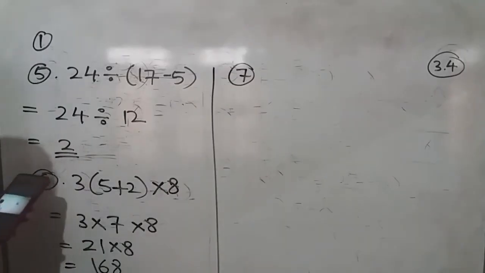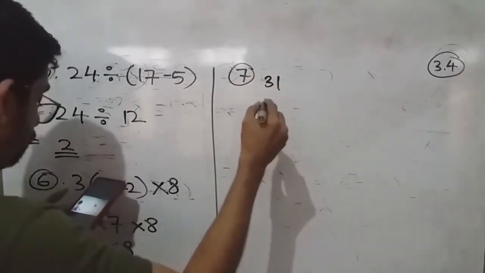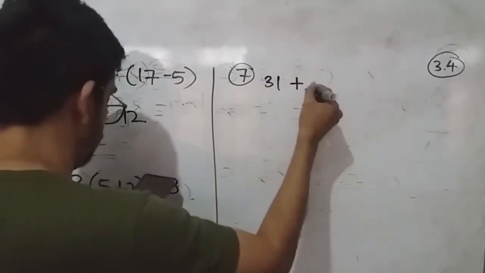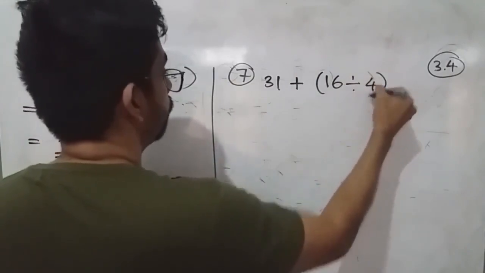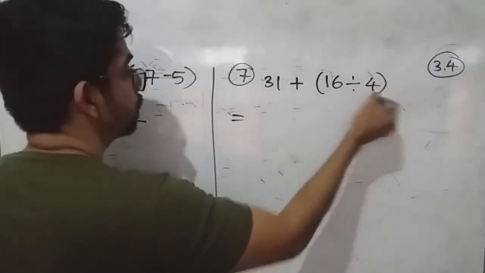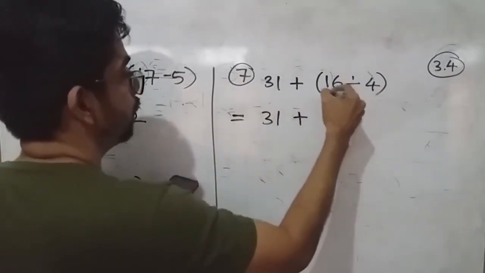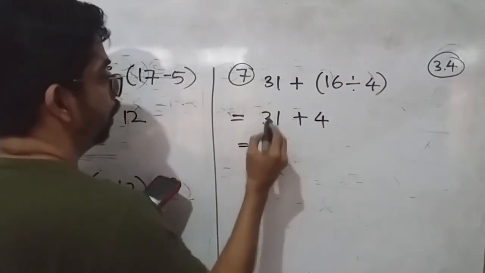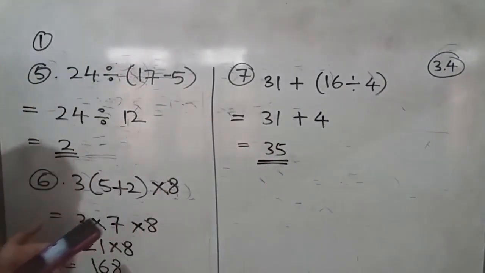Part 7. Right? 31, we have to add. Then there's a bracket. And within that 16 divided by 4. Right? So first we have to simplify the brackets. So 31 plus 16 divided by 4. That is a 4. 31 plus 4. That becomes a 35. Right.